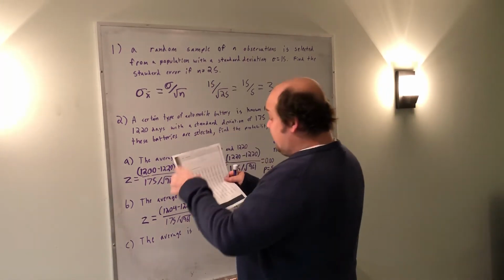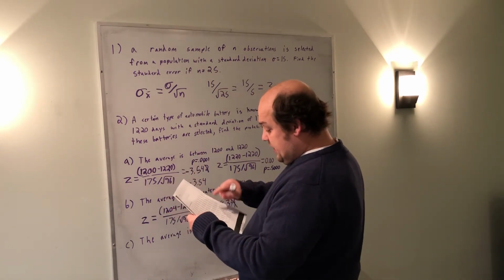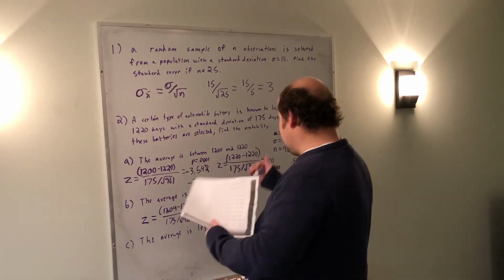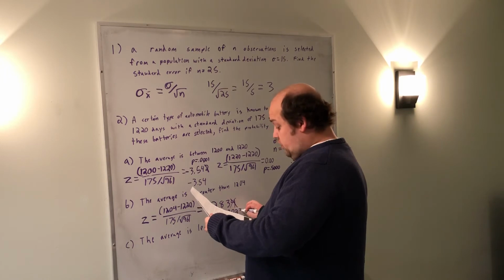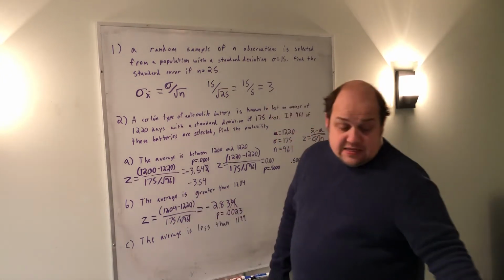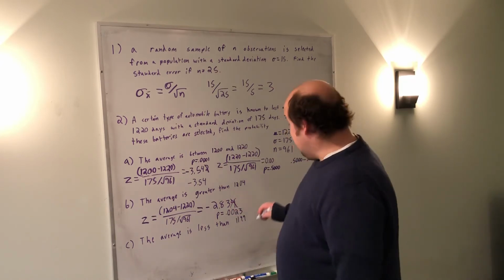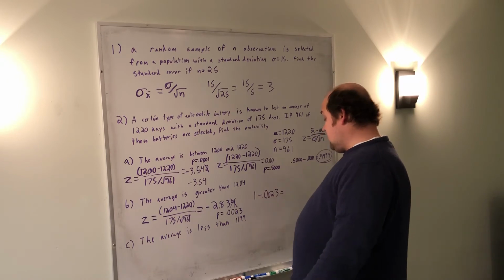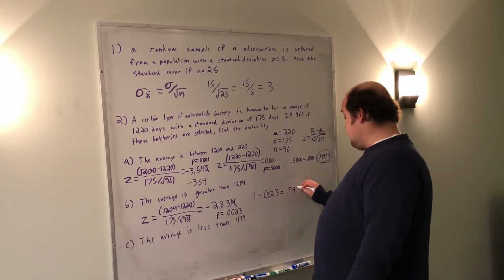Looking on my table on the negative side, negative 2.83 gets me to a p-value of p equals 0.0023. Since it says greater than, I take table value and do 1 minus. 1 minus 0.0023 is going to give me 0.9977.